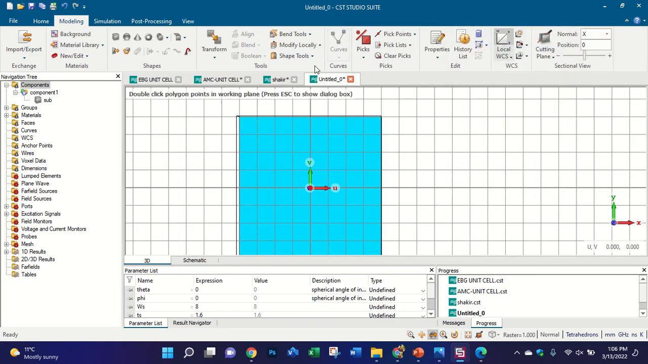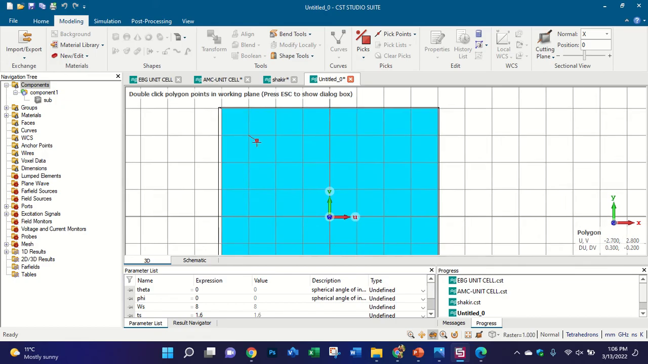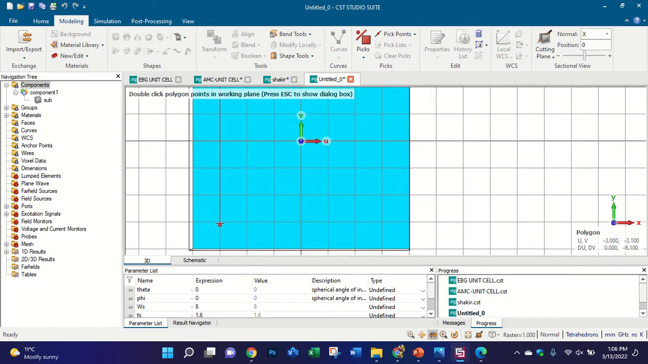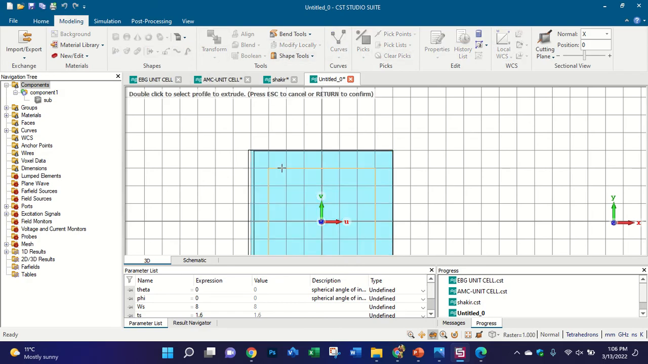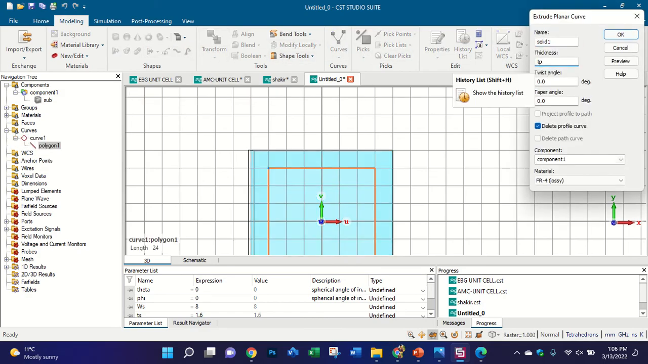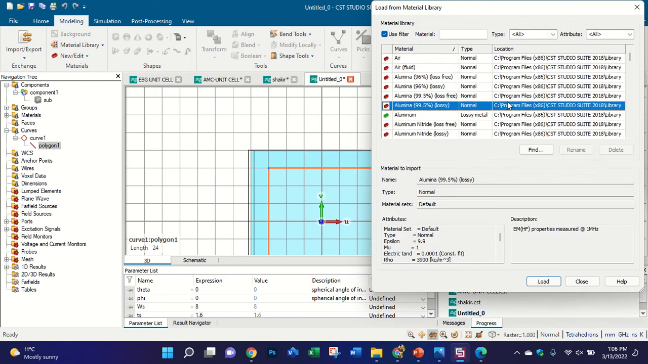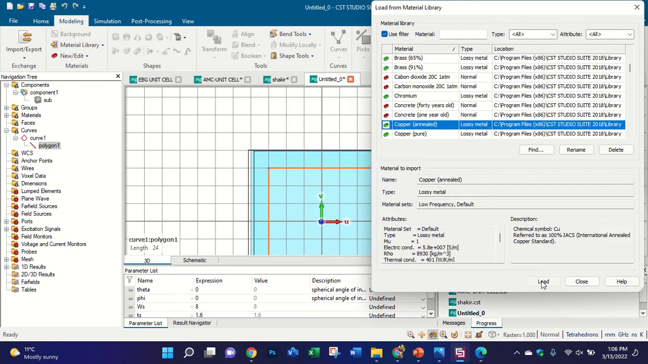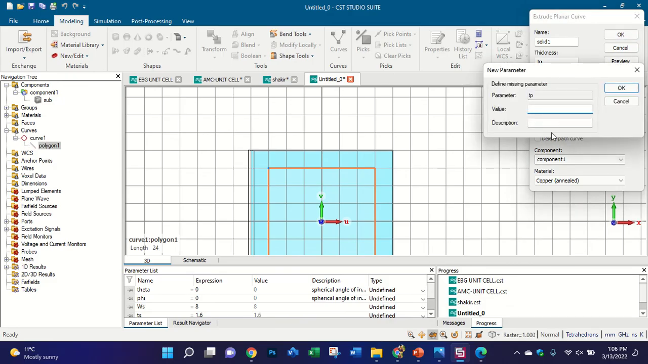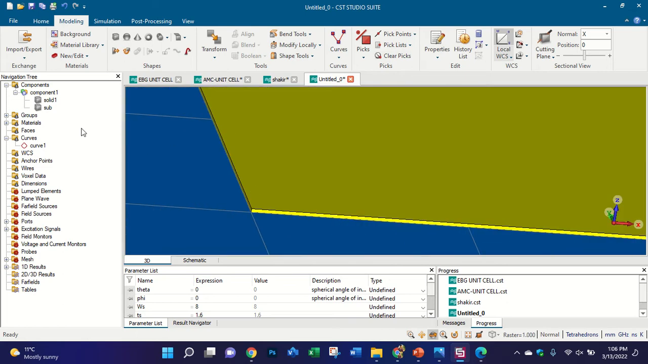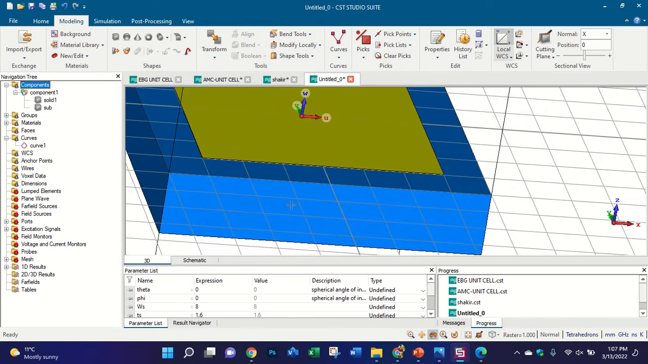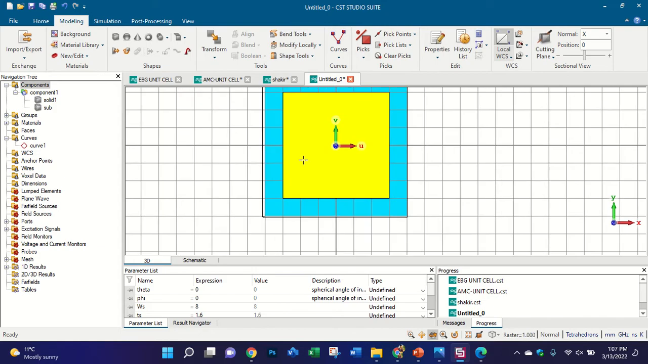Okay, let's draw some other shape. First you can create the boundary. Then you need to use the copper. This is my copper, so I create slots in it.